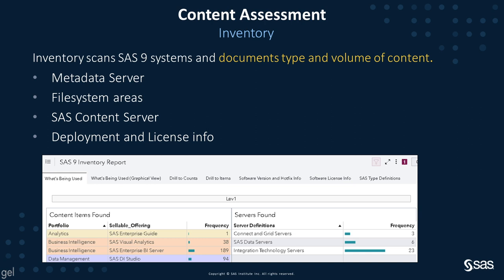Inventory is the simplest content assessment application and usually the place you would start. Inventory scans your SAS 9 system and documents the type and volume of content. It looks at the metadata server, the file system, the SAS content server, and also gives you information about deployment and license info. The type of thing you'll see in inventory is a count of the number of reports you have, the number of jobs you have, the number of stored processes you have.